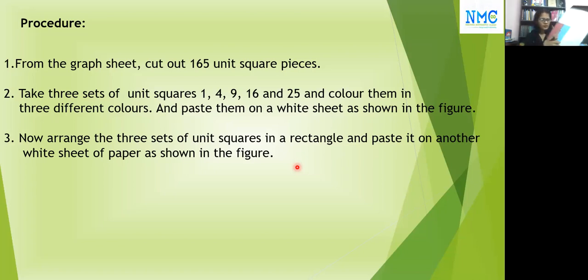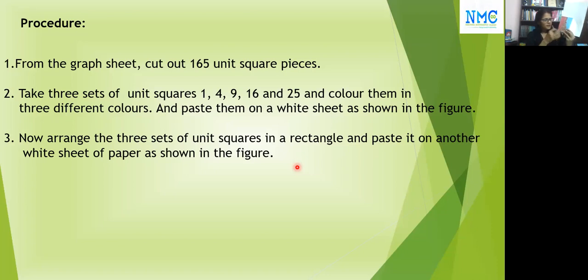Obviously you may be thinking, once we have pasted this on the white sheet, it is very difficult to take it out. So what I have done is taken 6 sets. 3 sets to show this one and the same set. Just to represent the same set, I have taken another 3 sets but arranged like this. So it means this arrangement in 3 sets like this, and in a rectangular shape, has 165 unit square pieces here and also here.